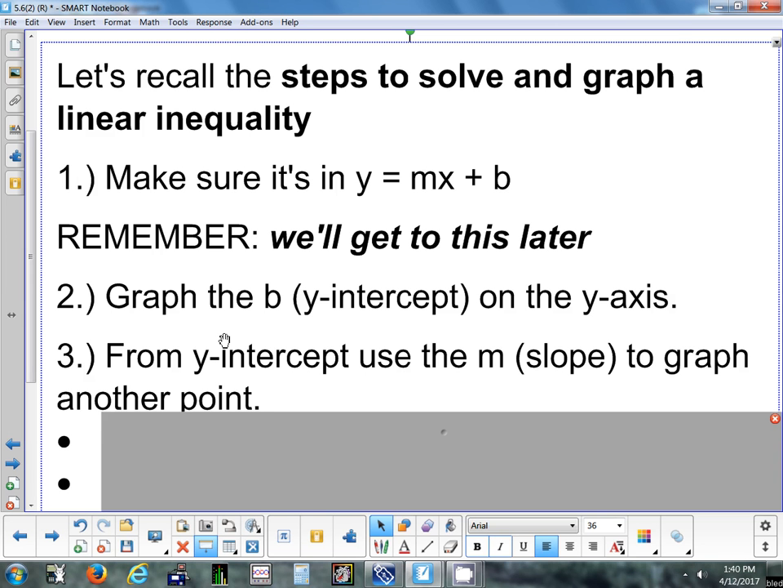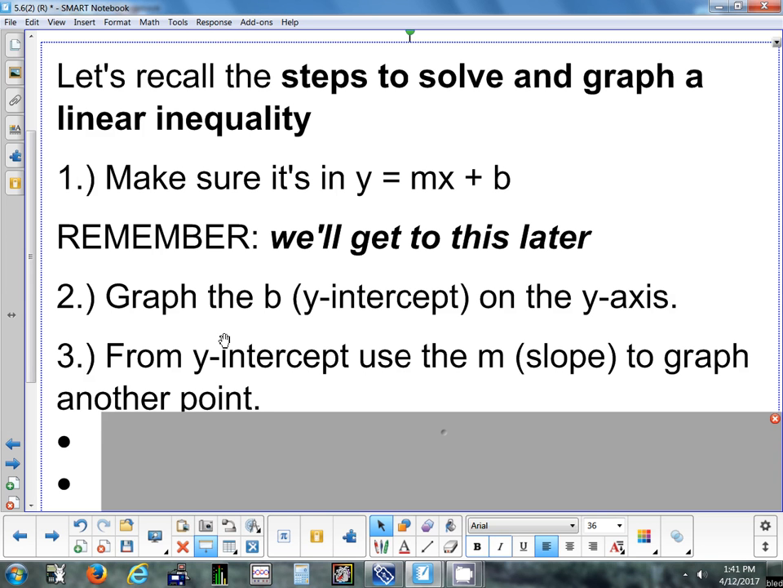If the number with x is a fraction, it's okay. It's rise over run. It's okay if that number is a fraction. It's going to get a little bit dicey if your y-intercept is a fraction. But if your slope's a fraction, great. Go up, go where it tells you.